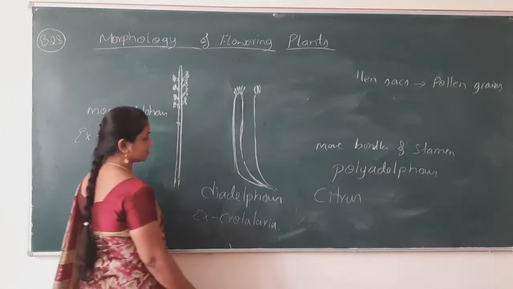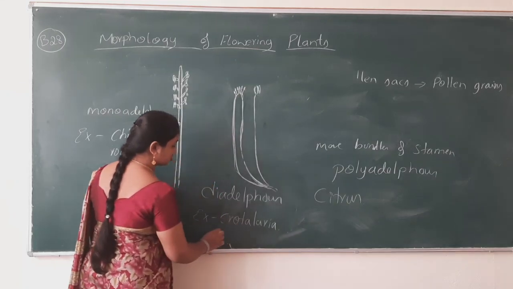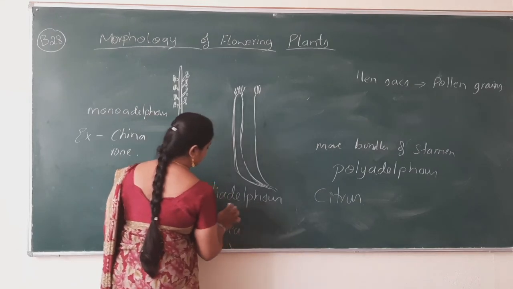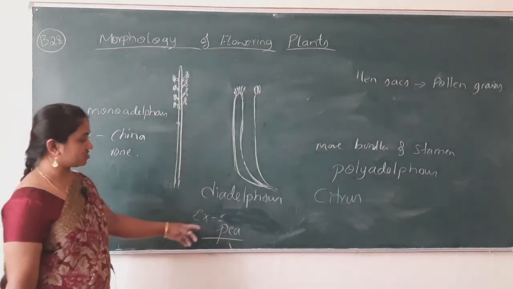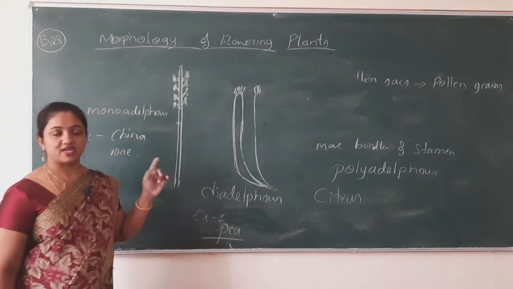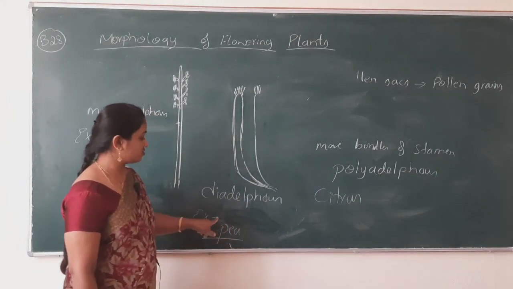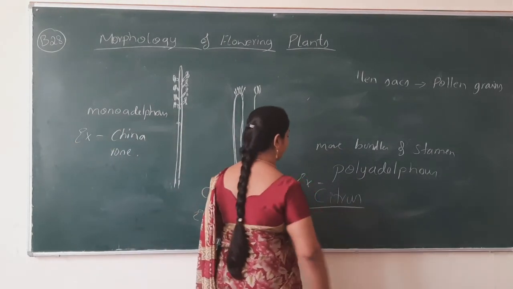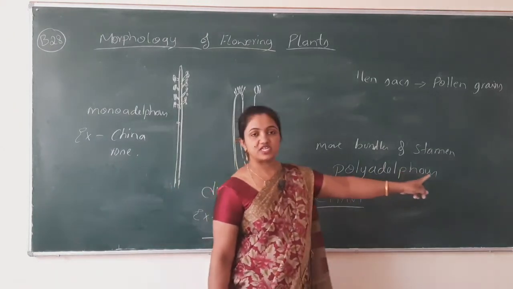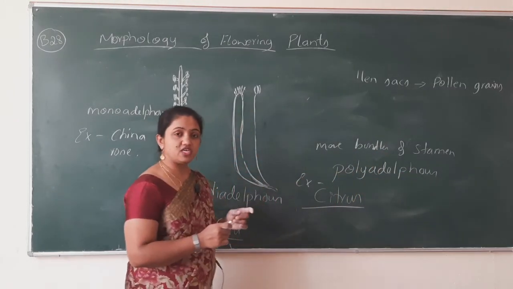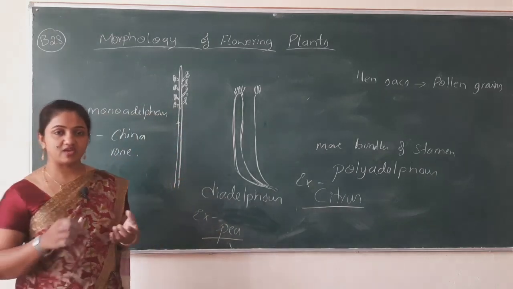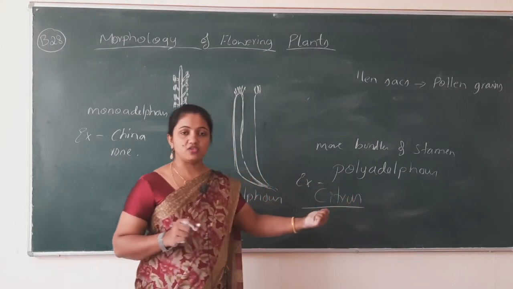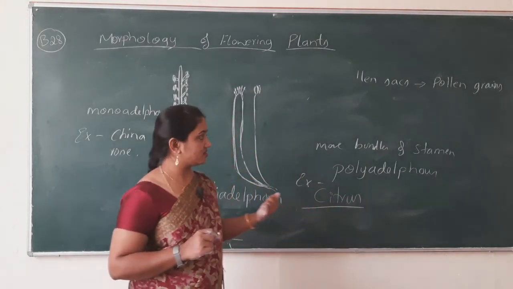monoadelphous, diadelphous and polyadelphous. In short, you can write P. If it is difficult for you, you can also write it as P. Say Crotalaria is also a correct example. According to your NCERT, I am writing this one. Okay, the citrus plant flower bears a number of bundles of stamens. Each bundle carries 5 to 6 stamens. If you find the flower of a citrus plant, you can count all those stamens, my dear students.